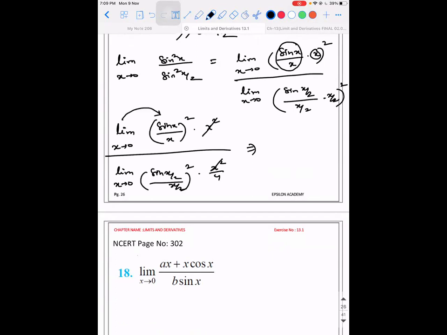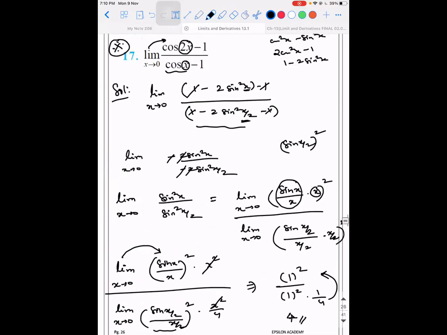What is this, guys? See, limit x tends to 0. Sin x by x is how much? 1, sir. So it is 1 square, that's it. Divided by limit x tends to 0, sin x by 2 by x by 2 is also 1 square, 1. So it is 1 square into 1 by 4. This 4 will go to the numerator. So 4 multiplied with 1. Answer will be 4. Am I clear? Yes, sir. So it's an important problem. I suggest you all to practice it again.